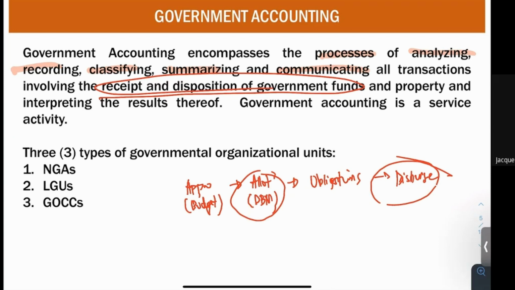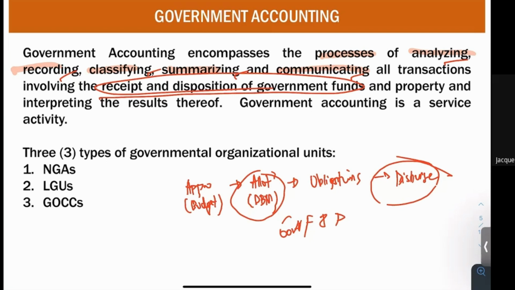But more importantly, what we look to in government accounting is the usage of this fund and property, the government fund and property. So it's still a process. Why is it a process? Because you will go through the different items here: analyzing, recording, classifying, summarizing, and communicating. Later, we will lay down the difference of normal or commercial accounting to government accounting. So we have different activities. That's why it's called a process.